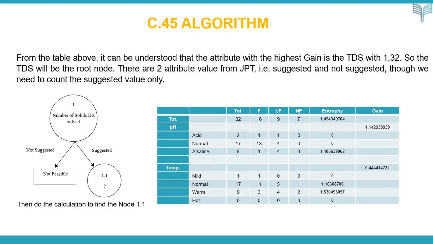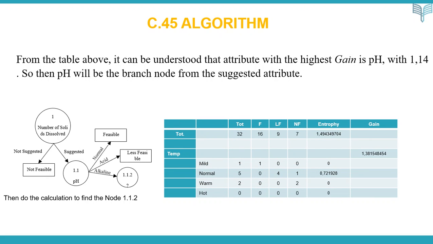There are two attribute values, for example, suggested and unsuggested, though we need to count the suggested value only. From the table, it can be understood that the attribute with the highest gain is pH with 1.14. So then the pH will be the branch node from the suggested attribute. You can see the scheme on the presentation slide.